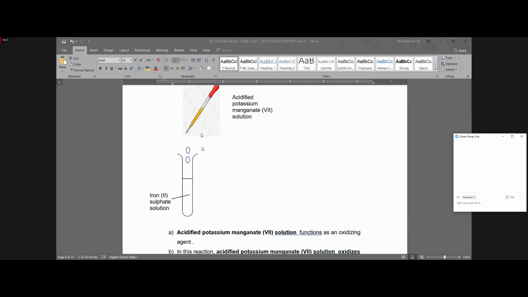The first one, when it comes in contact here, will change color immediately, become decolorized. Then iron 2 ions change color from pale green to brown. Fe3 plus is brown. Oxidizing agent is manganate 7 ions. Reducing agent is iron 2 ions. Habis cerita. This is the only thing you have to know. They won't go anything beyond this.